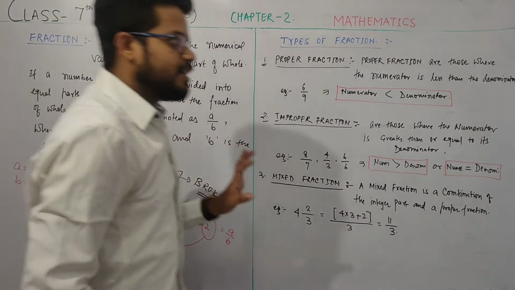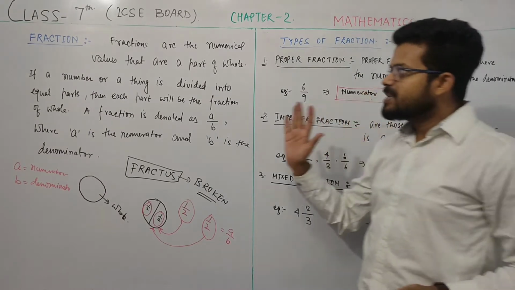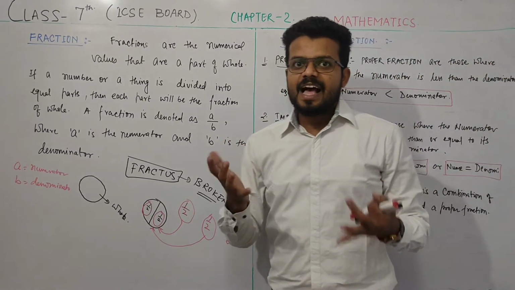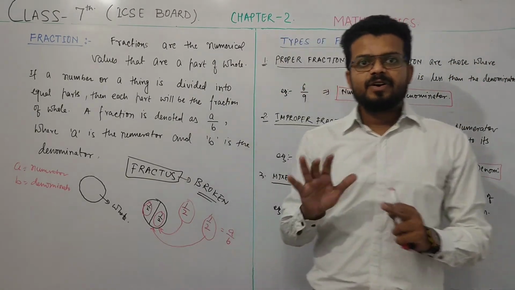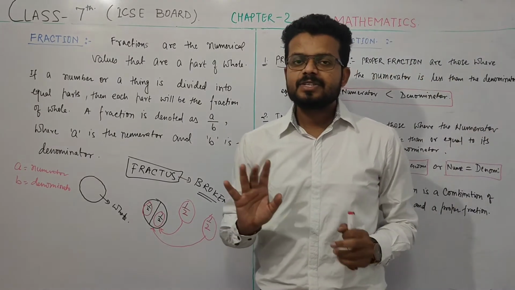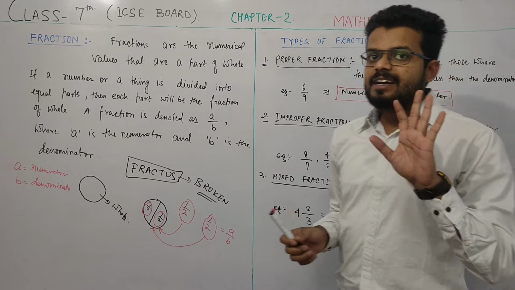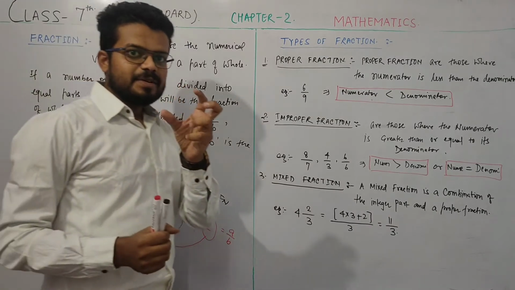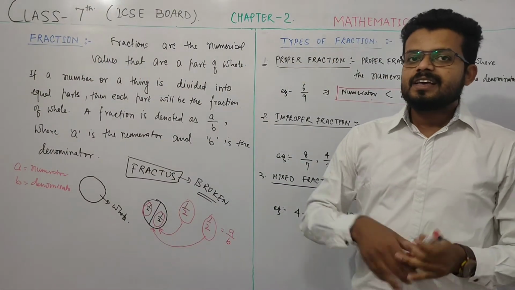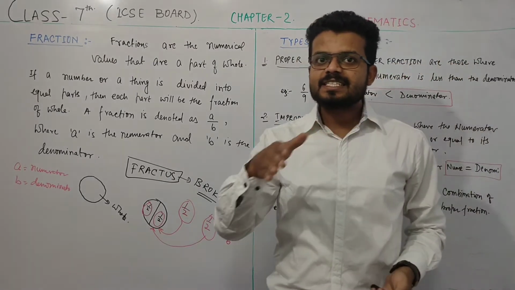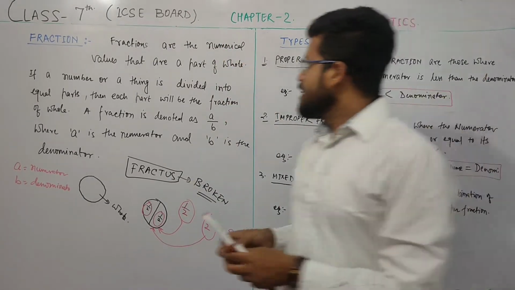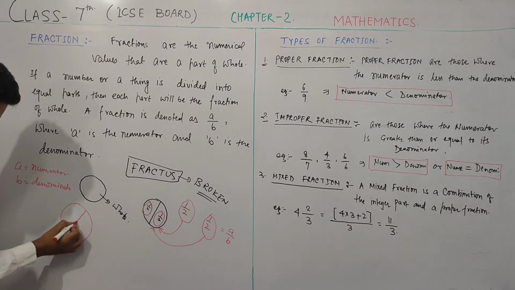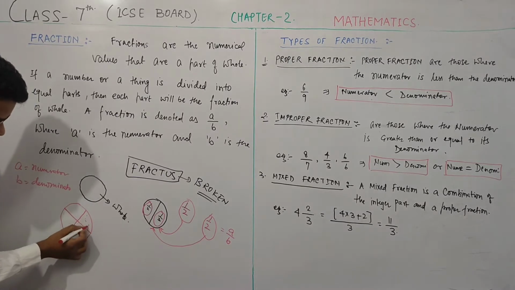Now take some examples from our daily life. Let us imagine I have a pizza. We all eat pizza. I share slices of pizza. I have a pizza with 4 equal slices like this. This is a pizza, and there are 4 equal slices.